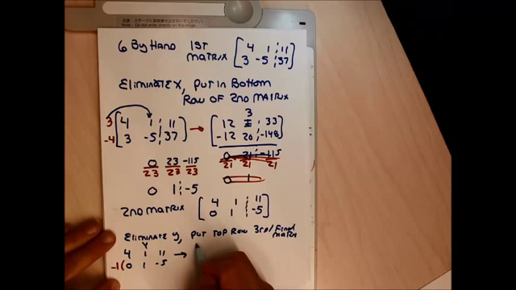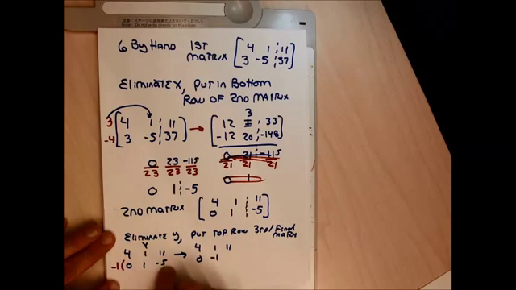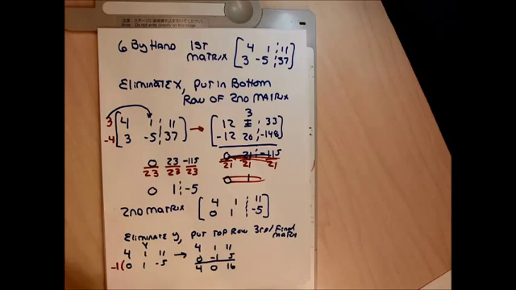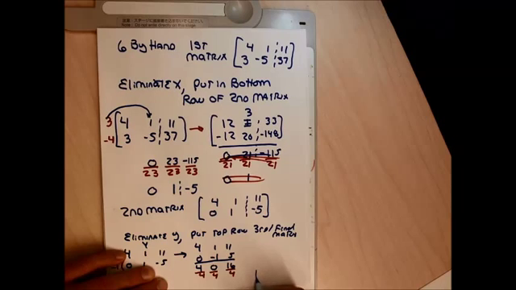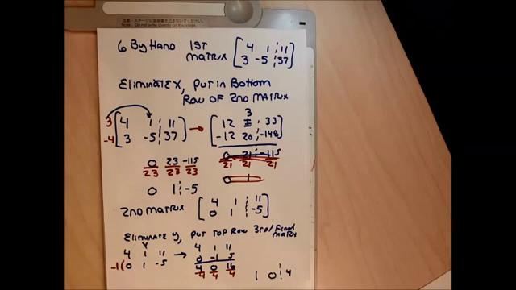So I'll leave the top row temporarily at 4, 1, and 11. Negative 1 times 0 is 0. Negative 1 times 1 is negative 1. Negative 1 times negative 5 is positive 5. I add these together and get 4, 0, 16. All those numbers are divisible by 4, so I'm going to divide by 4, divide by 4, divide by 4. That's going to give me 1, 0, and 4 for the top row of my final matrix.